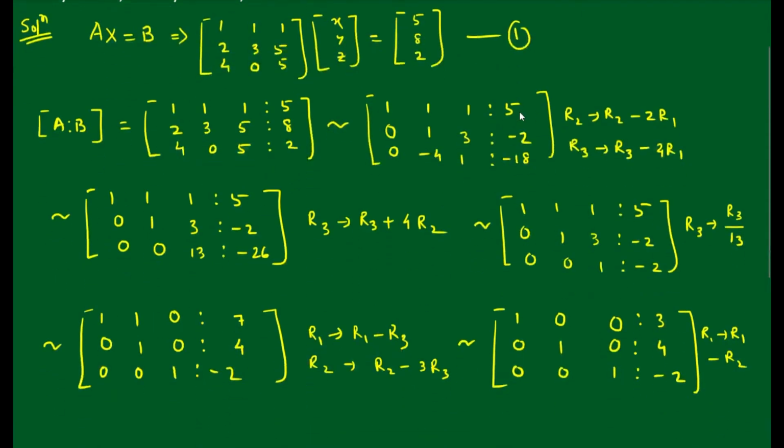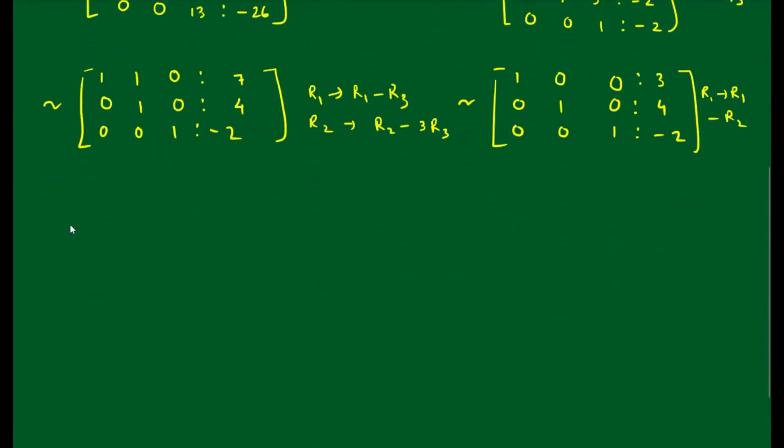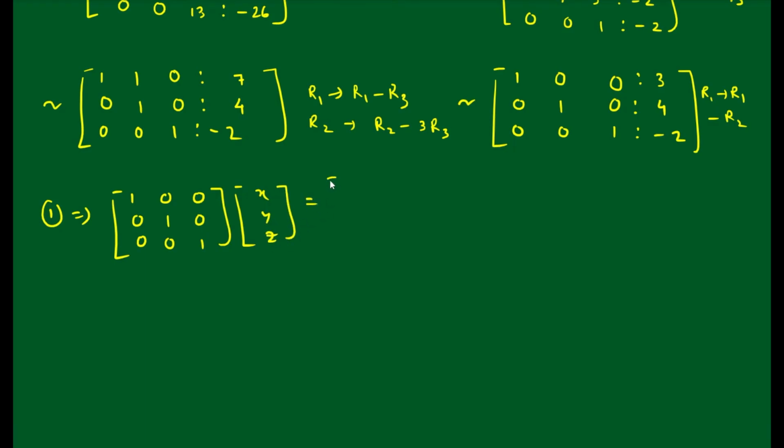Equation number 1. Now equation 1 implies, in equation 1 what do we have? A. Now these are the new values of A, or reduced form of A. So we are going to write these values: 1 0 0, 0 1 0, and then 0 0 1. Okay, so then the variables are x, y, z. On the right side we have constants 3, 4, and minus 2.